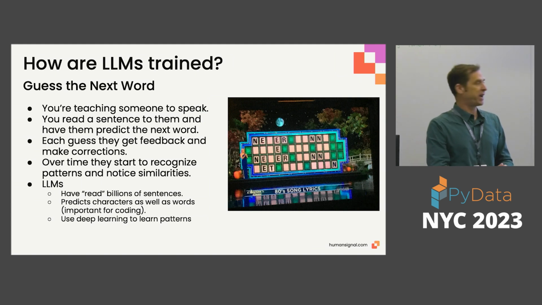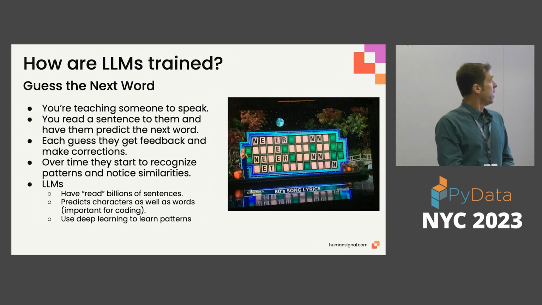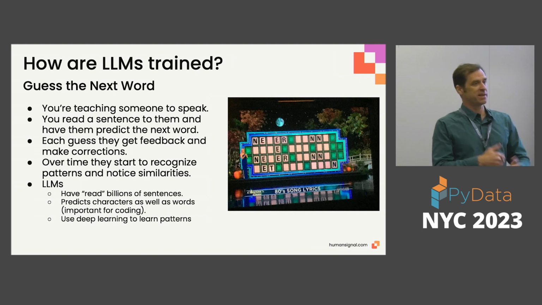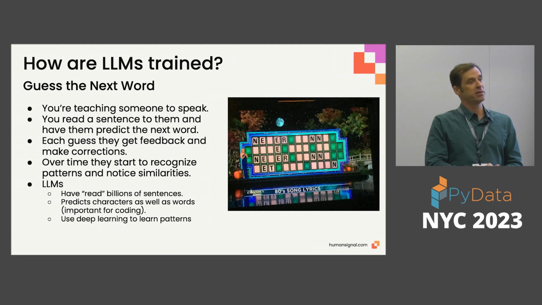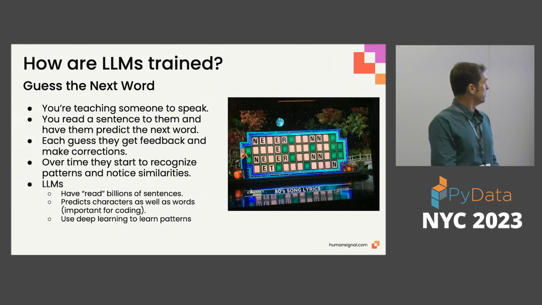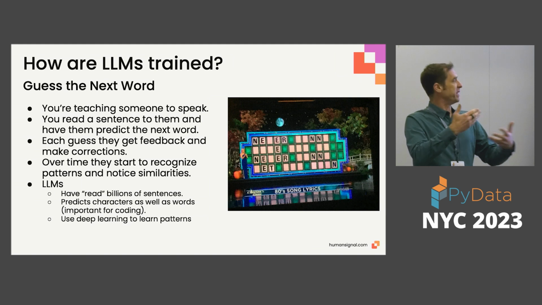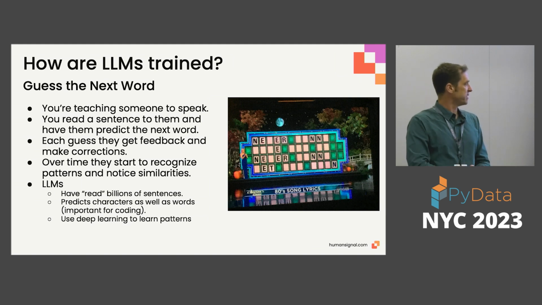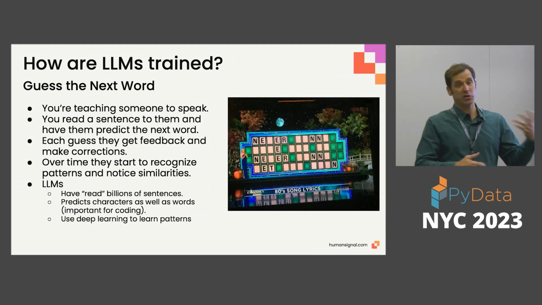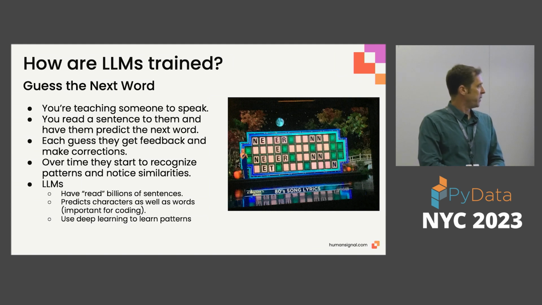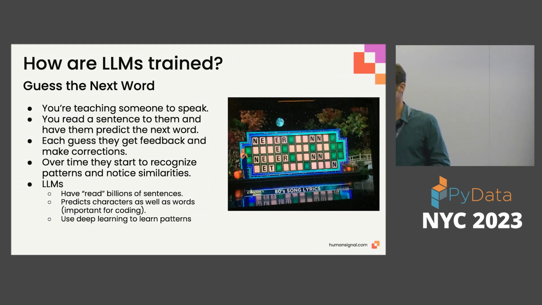So LLMs are trained with an approach of guessing the next word. Imagine that you're teaching someone to speak, and you read a sentence to them, and they just have to predict the next word. Based off of that prediction, you give them feedback, and they make corrections. Over time, they would begin to recognize the patterns and notice the similarities. You can think of LLMs as having read billions of sentences, predicting characters as well as words, which is important for coding. And it's using this to learn deep patterns.